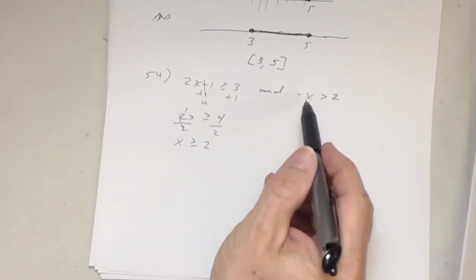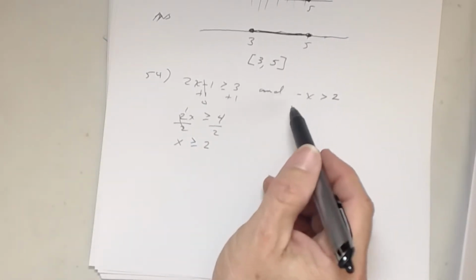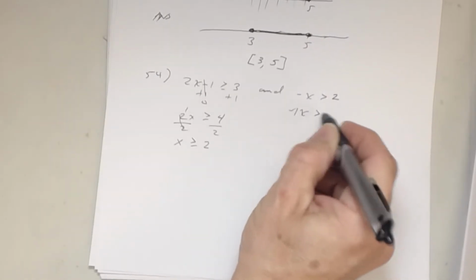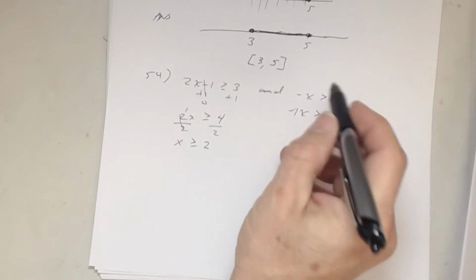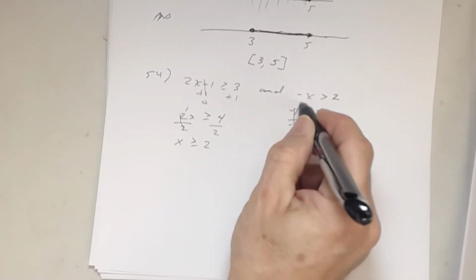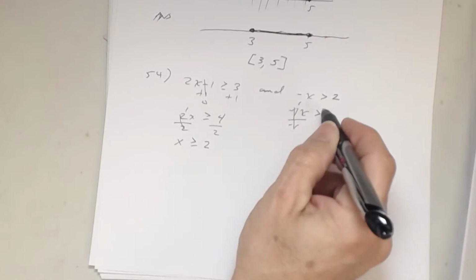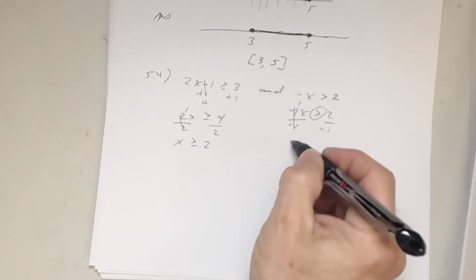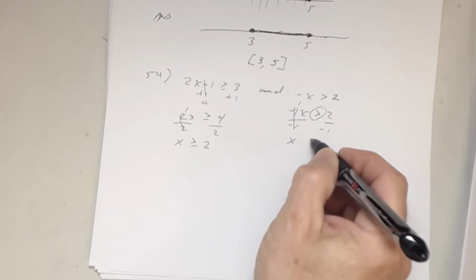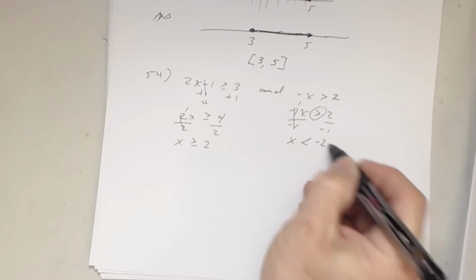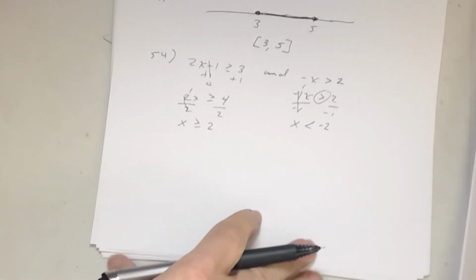All right, let's go to this one. Remember, this is not x, it's negative x. So this you can also write as negative 1 times x, correct? All right, how do you get x by itself? Divide by negative 1. Right, so dividing by a negative number, I'm going to reverse the inequality symbol. So the solution to that second inequality will be any number that is less than negative 2. Okay?